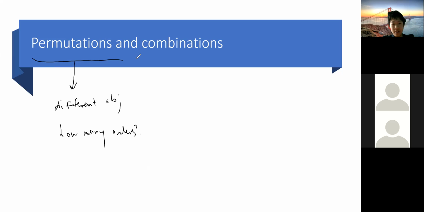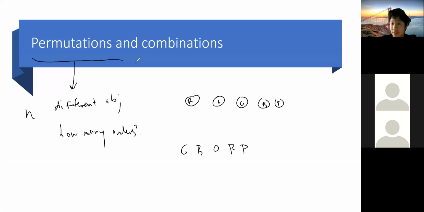So let's say we have n different objects, okay? Let's say they're all different, okay? These may look the same, but let's say this one is red, this one is orange, this one is green, this one is blue, this one is purple. So how many ways can we arrange them in a line? For example, if we have green, blue, orange, red, purple, that's an order. If we have blue, orange, green, red, purple, that's also an order. But it seems like there's a lot, right? And there is a lot. So we can't just manually write all of this out.